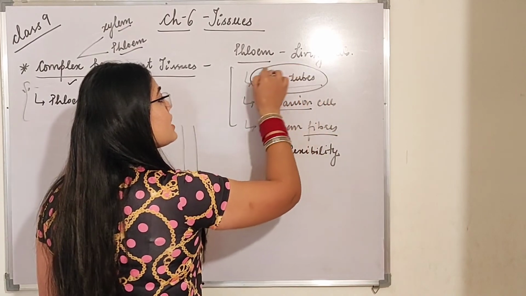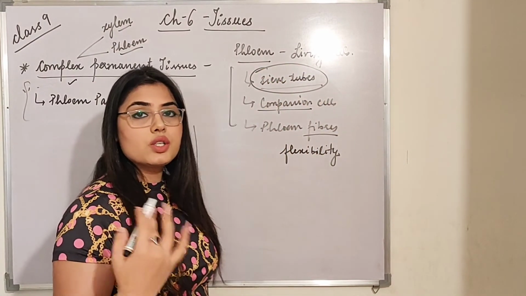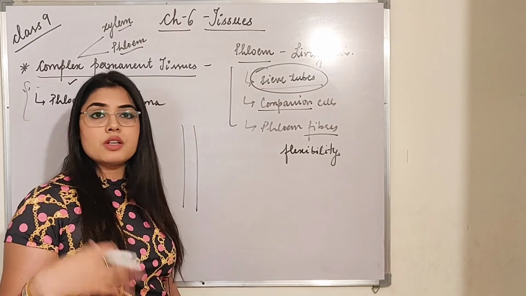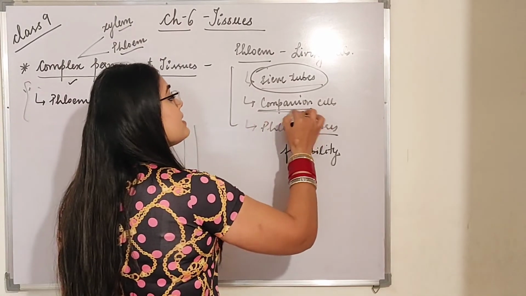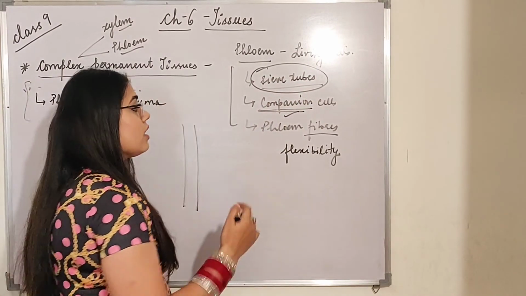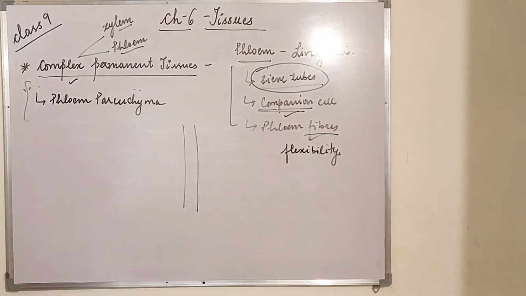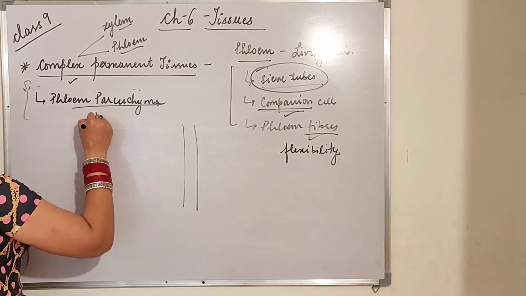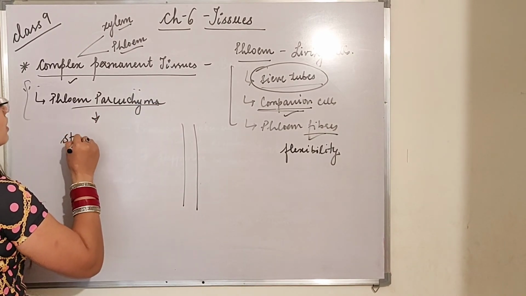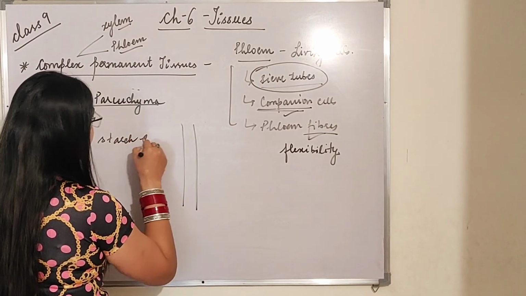So what is the sieve tube doing? It is a slender, thick structure, transferring the salts and the sugars in the upward and downward direction in the plant. Companion cells are helping the sieve tubes in performing their function. Phloem fibers are providing the flexibility to the plant. And last is phloem parenchyma. It is storing the starch and the proteins. Its main function is to store starch and protein.